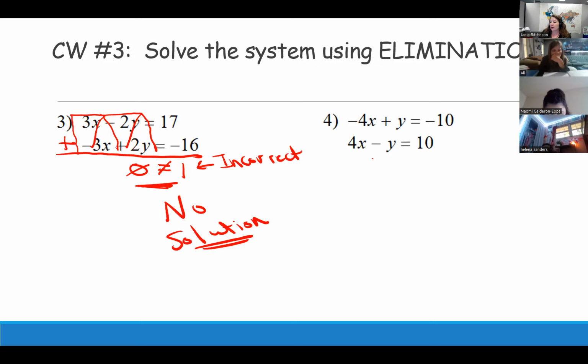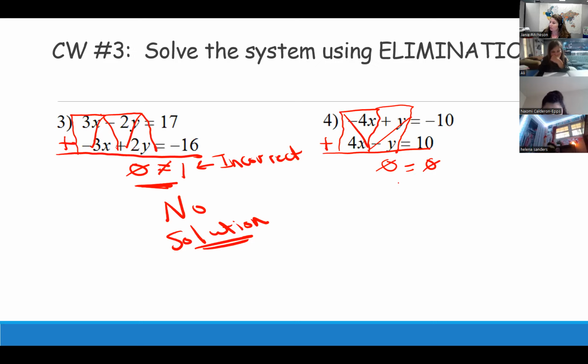All right, but let's look at number 4. If y'all need my notes, I will send those to you as well. So number 4, once again, our x's cancel each other out. -4 combined with +4 is 0. And then I have a +y combined with a -y. That's also 0. So on the left side of the equal sign, I only have 0. But then look what happens on the right side of the equal sign. -10 plus 10 is also 0. So my final statement on this one is 0 equals 0.